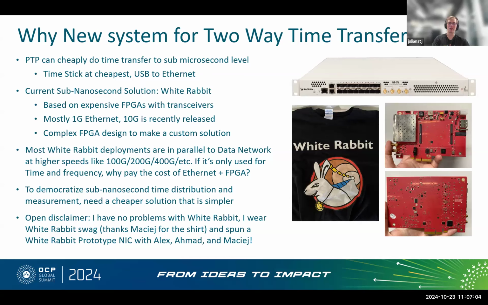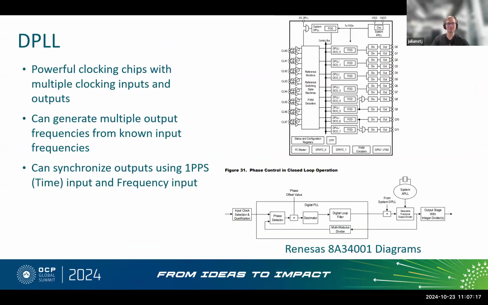And I also developed a White Rabbit NIC with Ahmad and Alex and Maciej to have a kind of lower cost White Rabbit capable end node that can do 10 gig, potentially 1 gig. So, just open disclaimer.